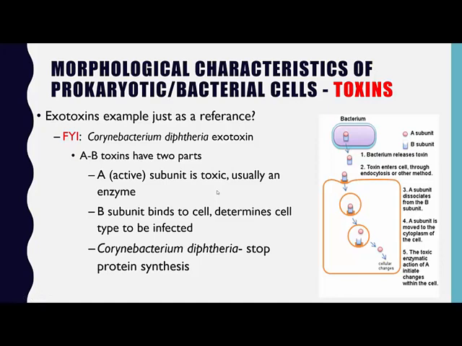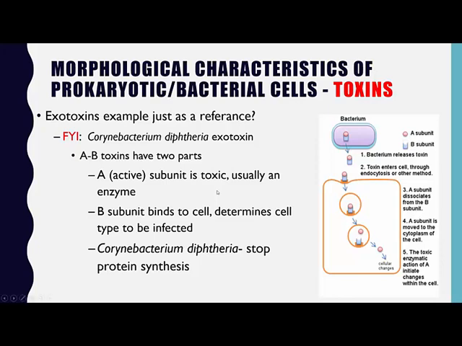Some of you have bacteria that make exotoxins, and when you're reading about those, you might read, oh, it's an AB toxin. What does that mean exactly? So I'm going to describe how this happens in Corynebacterium diphtheriae. This is a bacterium that causes diphtheria. So this won't be on the test, but you might want it for your paper.